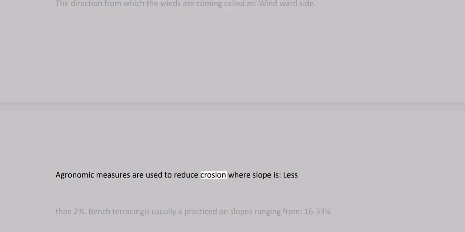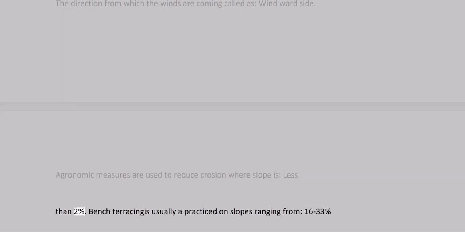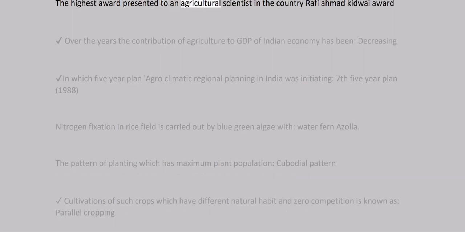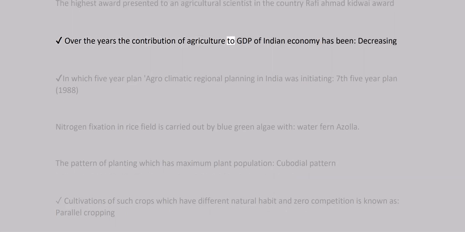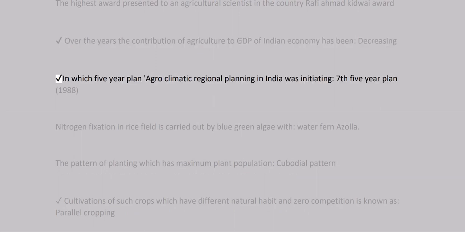Agronomic measures are used to reduce erosion where slope is less than 2%. Bench terracing is usually practiced on slopes ranging from 16 to 33%. The highest award presented to an agricultural scientist in the country is the Rafi Ahmed Kidwai Award. Over the years, the contribution of agriculture to GDP of Indian economy has been decreasing. In which 5-year plan was agroclimatic regional planning in India initiated?